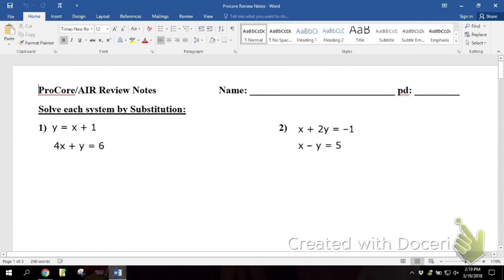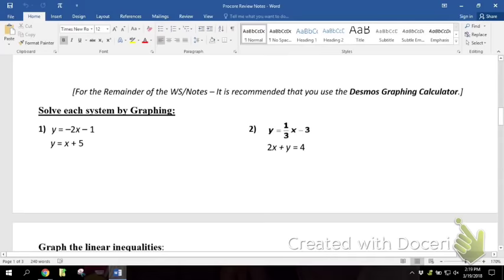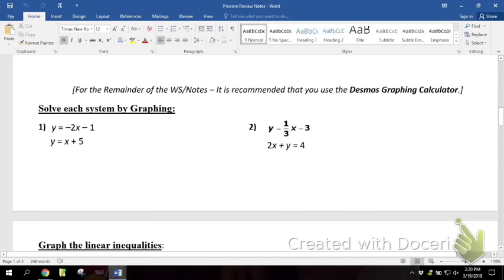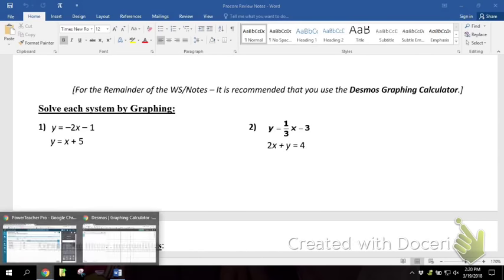Okay, so today we will be working through some review. Most of what we're going to do today is going to be using an online calculator called Desmos. I put a link in Schoology, or you can just go to desmos.com and use the graphing calculator. Again, we're going to start at the bottom of the notes. The very bottom left-hand corner says solve each system by graphing. When you're solving a system by graphing, you graph the two lines and find out where they intersect each other.